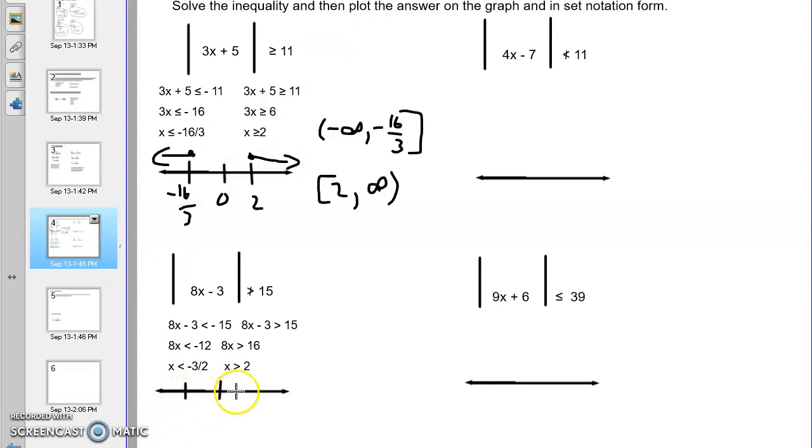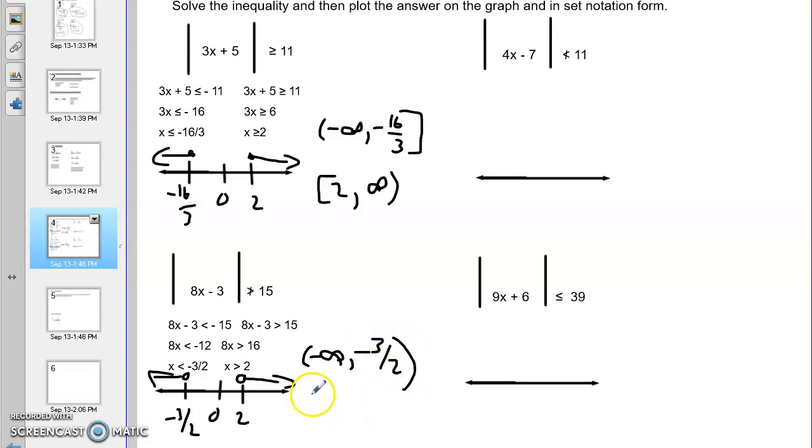We go here, here, and here. Negative 3 halves, 0, and 2. And because it's just greater than, they're open dots, going in opposite directions. And my set notation, negative infinity to negative 3 halves, and then 2 to infinity. And notice both greater thans look like this. The only difference is the closed dot in the brackets.